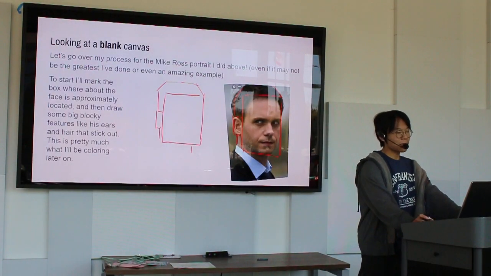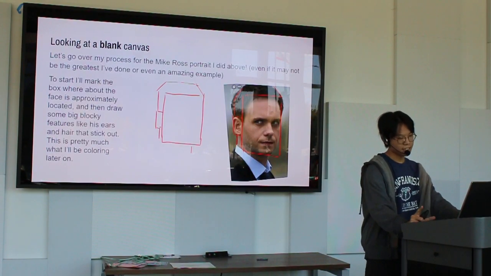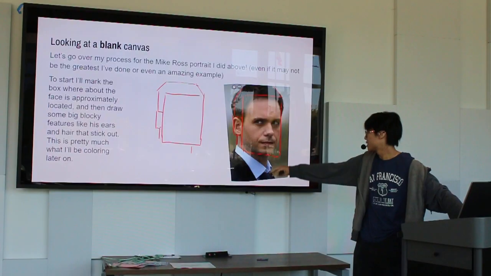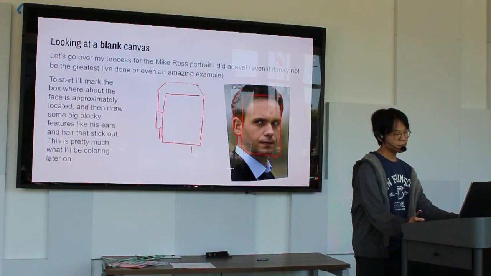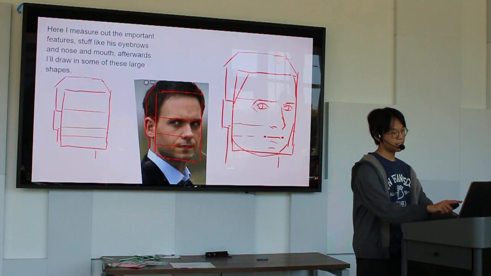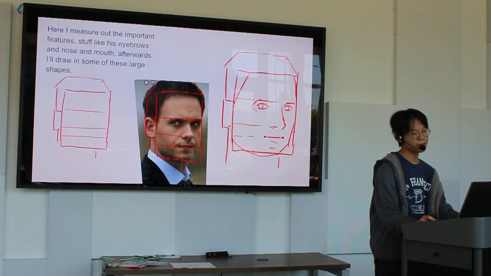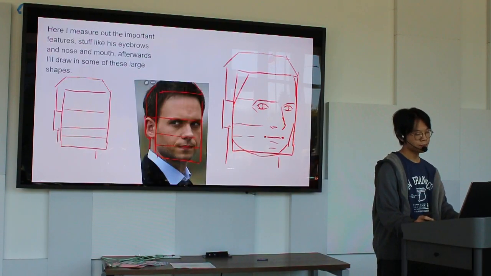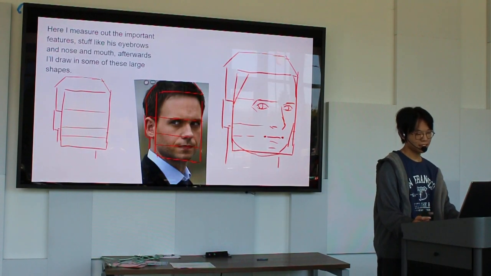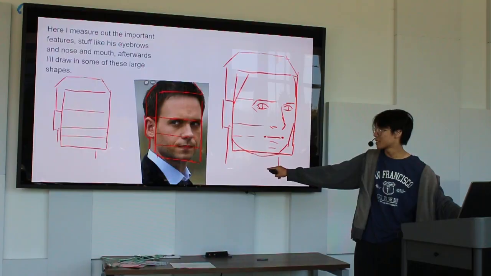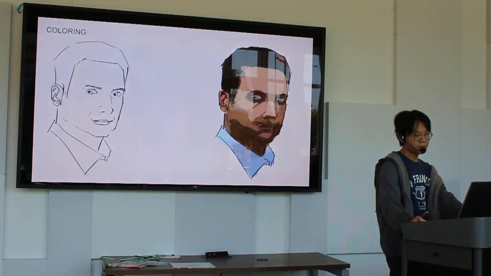Okay. So we're looking at a blank canvas, and the first thing I would do is draw bounding boxes for Mike Ross's face. You see the edges of his face, and maybe where his hair stops, and his ears. I draw all those boxes, and then I measure, in the middle of the picture, where his eyebrows are, his nose, his mouth. I put that all on my box, and then afterwards I'll draw that in.